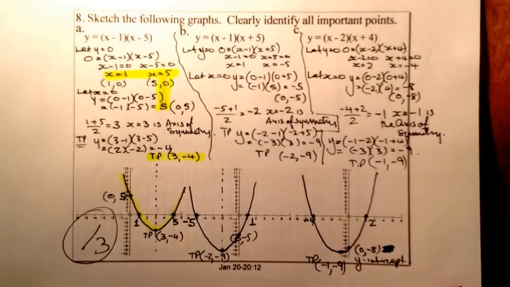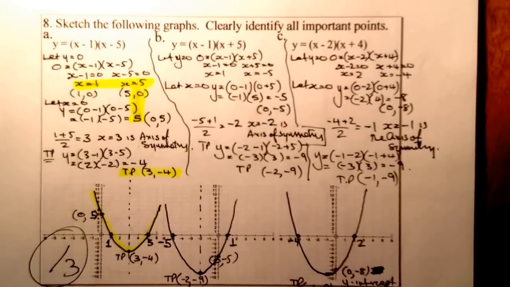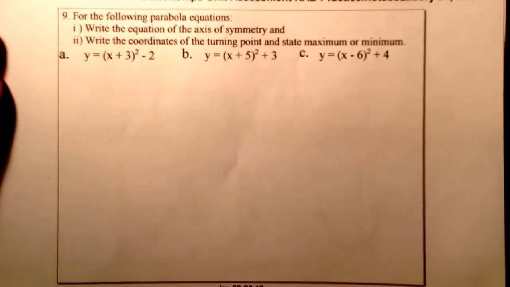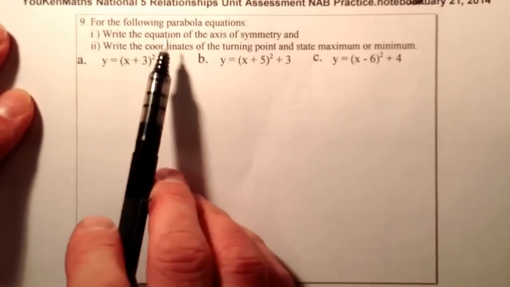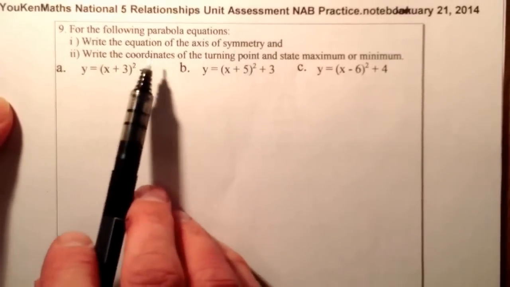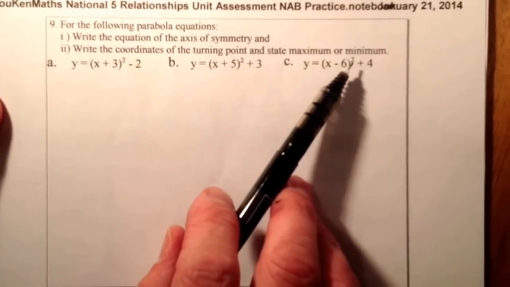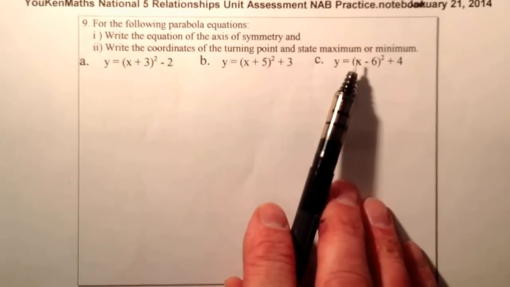Right, let's go on to the final question in this section. This is the section 1.2 standard. So what I've got here is, for the following parabola equations, I have to write down the axis of symmetry, which we did previously, so this might help us out, and write the coordinates of the turning point and state maximum or minimum. Okay, so that would be the nature of the graph.